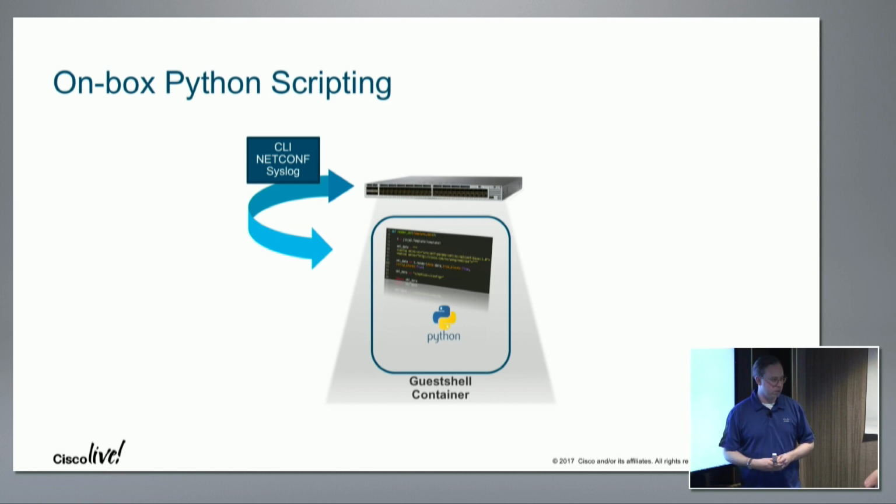Once the container is active and you're running a Python script, there are several ways that script can talk to the device internally. It can talk CLI, so we have a library where you can execute a CLI command directly. I'm really big on NETCONF and YANG models, so the good news is you can do NETCONF and YANG models inside the box. So you can talk internally using NETCONF. Syslog and other facilities we can directly connect inside the box.